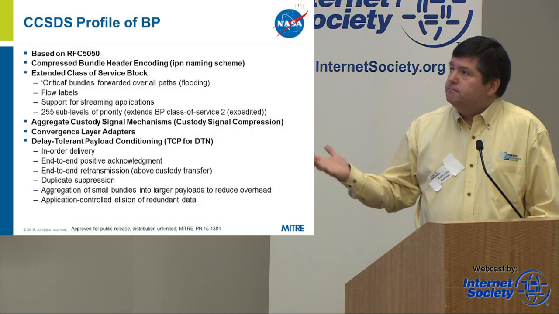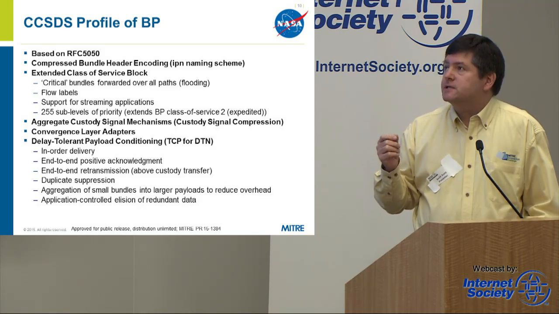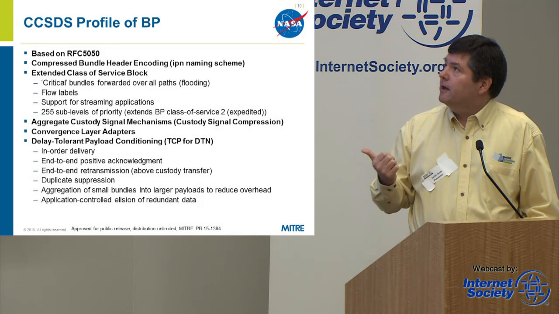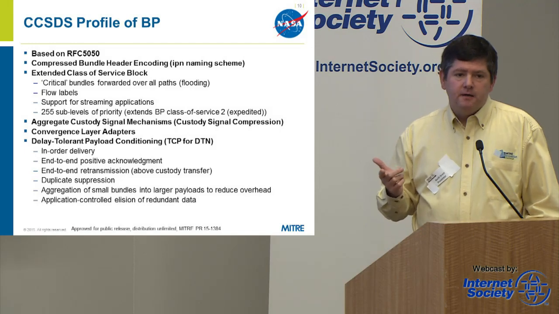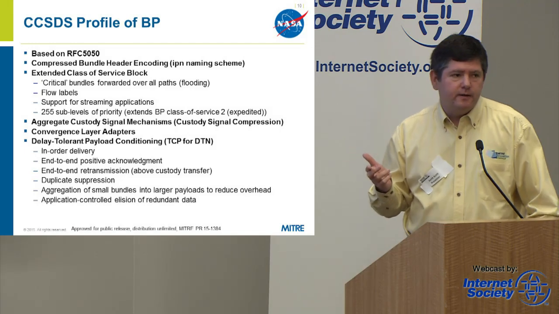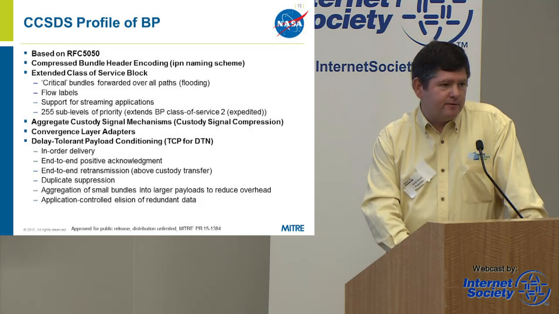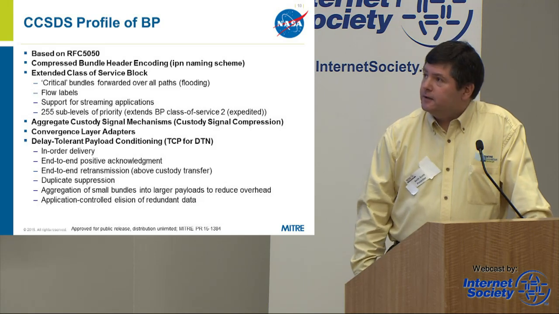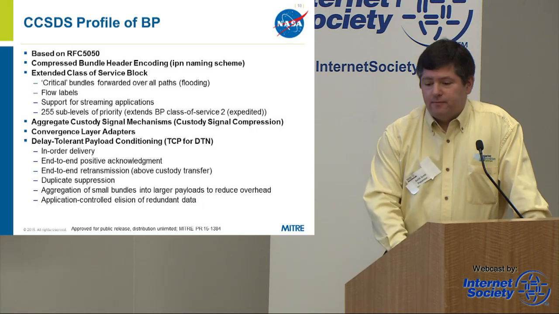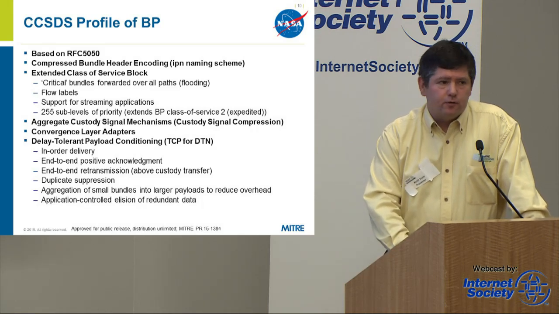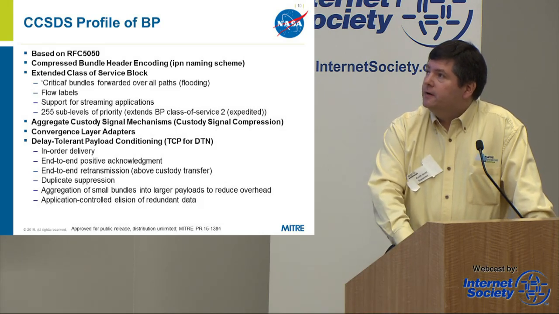For BP, it's a similar thing based on RFC 5050. We pulled in a lot of extra bits in terms of compressed bundle header encoding, the IPN naming scheme, and the extended class of service block. One of the first comments we got back from JAXA when we presented BP to them was, "That's nice. How many classes of service do you have?" We said, "It's excellent. We have 3." They said, "No, we need like a couple hundred," because they wanted very fine grained control over priorities. So the extended class of service block was born.